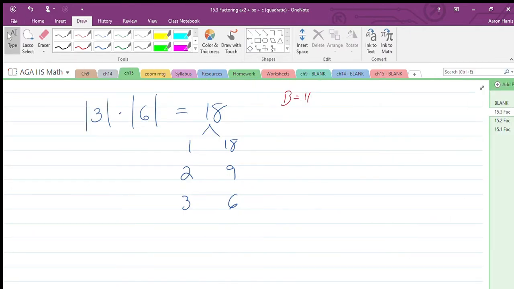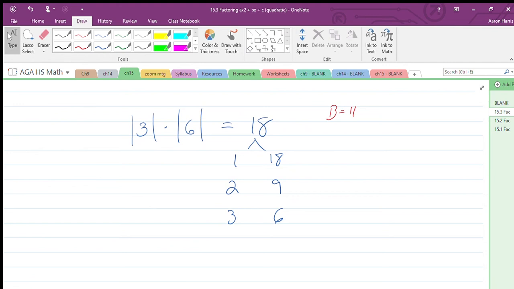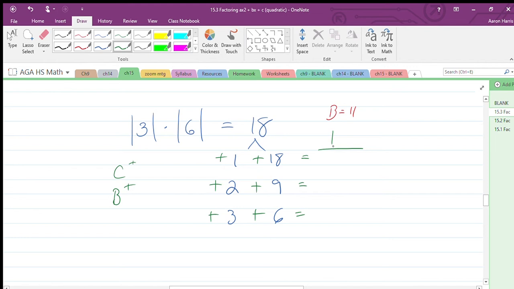All right, example number 2. I literally sit there and do what? Okay, I know that C was what? Positive. B was what? Positive. So therefore, all of my factors are going to be what? Positive. Does that make sense? So I'm just going to add them up. Remember that I'm trying to get when B is equal to 11. Yes? 1 and 18 is 19. 2 and 9 is 11. 3 and 6 is what? 9. So which one works?